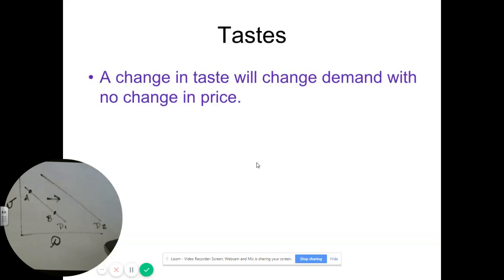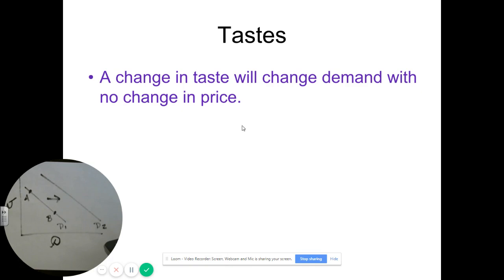All right, tastes and preferences. This is basically how do we feel about a product? So maybe if all of a sudden scientists came out and said that eating an apple every day will make you live to be 200. Well, then in that case, people's tastes and preferences for apples will change. All of a sudden, our demand for apples will increase if they're guaranteed to make us live longer.